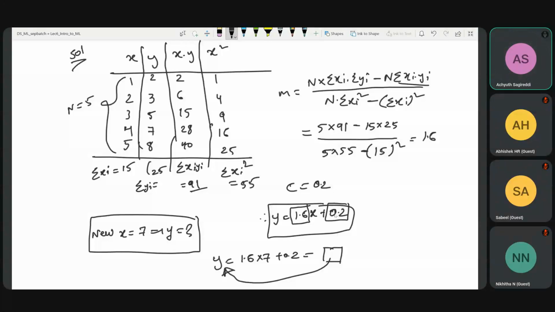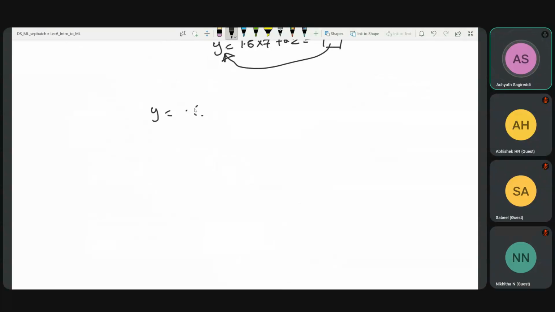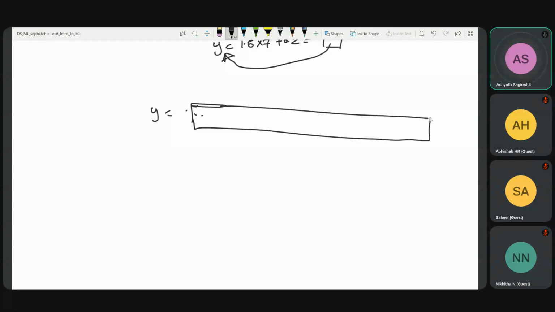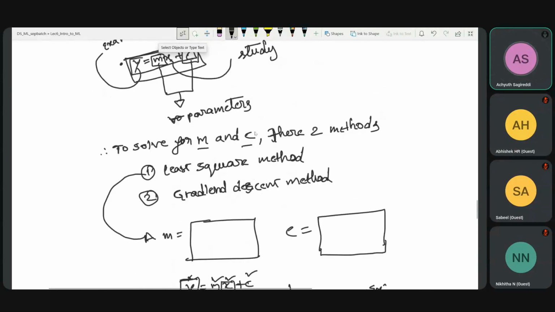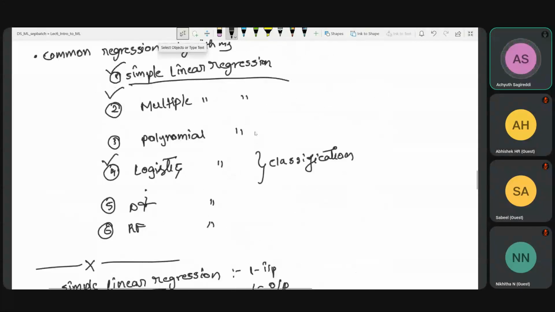Some other models are there. A lot of complex models are there. Let's say, for example, y equals a complex equation, some big equation. In that, a lot of parameters are there. Those parameters are calculated by using some other math function, similar to simple linear regression. The process is similar, but the mathematical steps may vary. In simple linear regression, only two parameters are there, right?